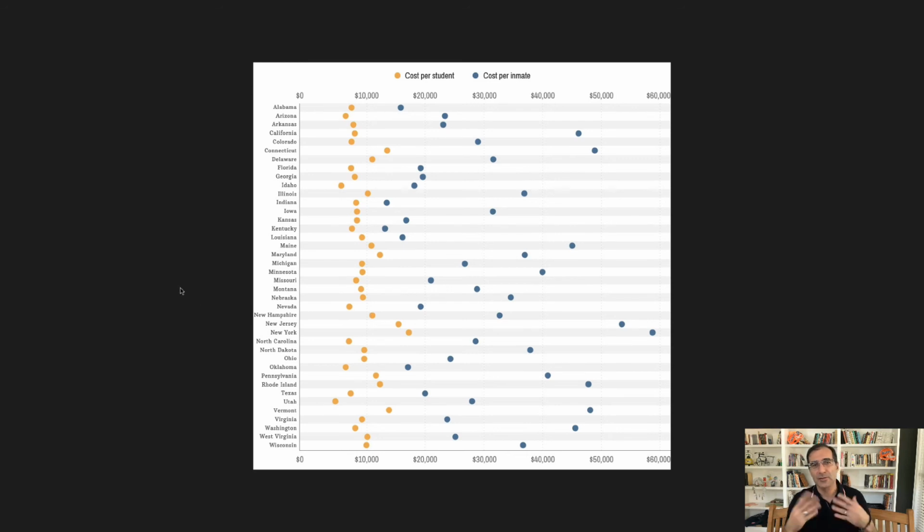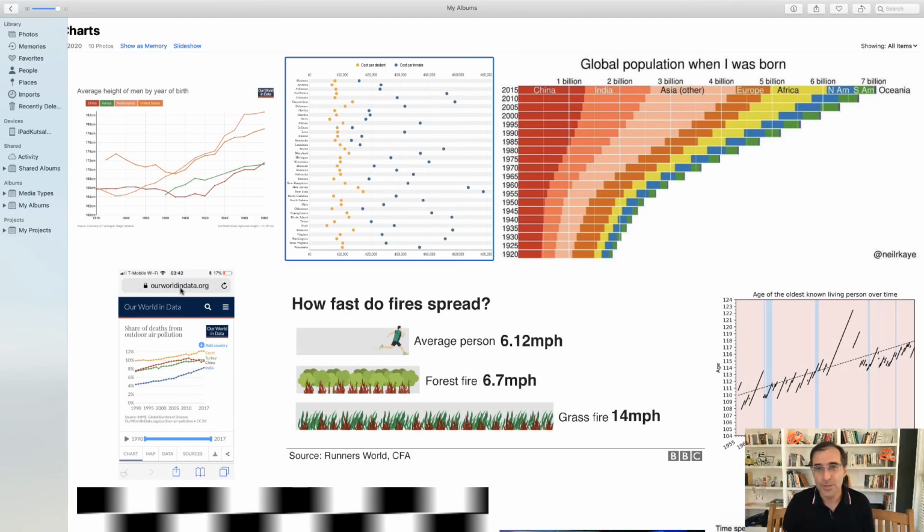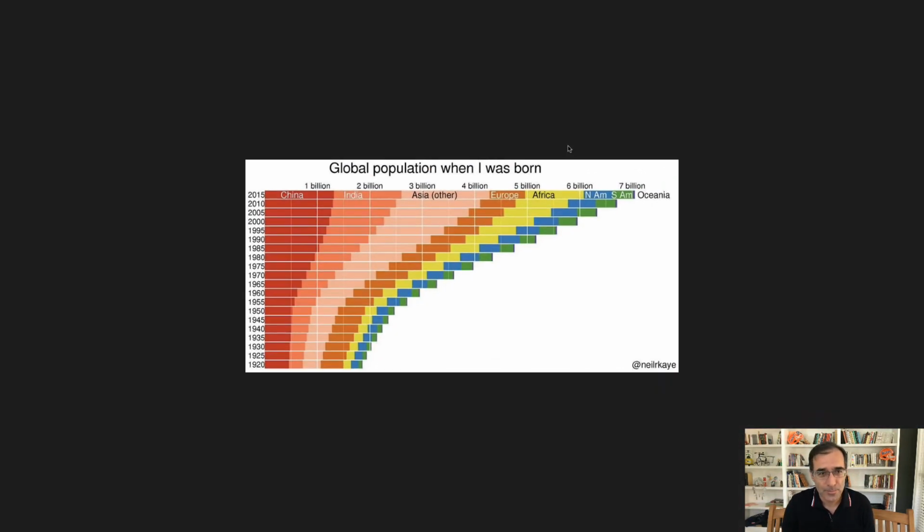So clearly you tell the story: spend more on schools, don't spend more on jails. And you can also make people go less to the jails if you spend more on education. Very persuasive.